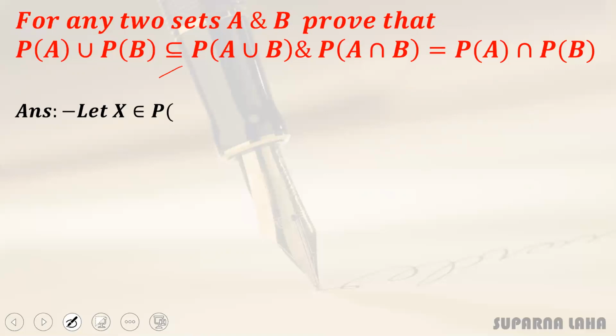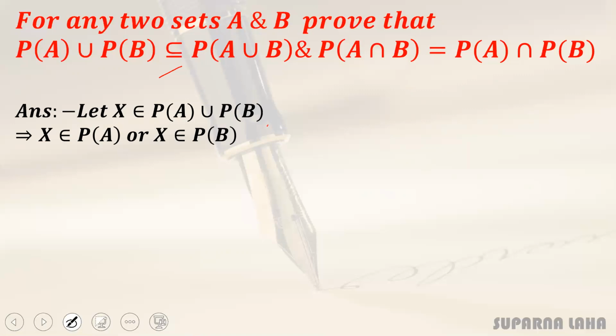So let us take any set X, that is, any element in the form of a set, that belongs to this power set of A union power set of B. Since all the elements of the power set are sets themselves, X belongs to power set of A or power set of B. That means X is a subset of A or X is a subset of B. Since X is a subset of A or B, that means it's a subset of A union B.